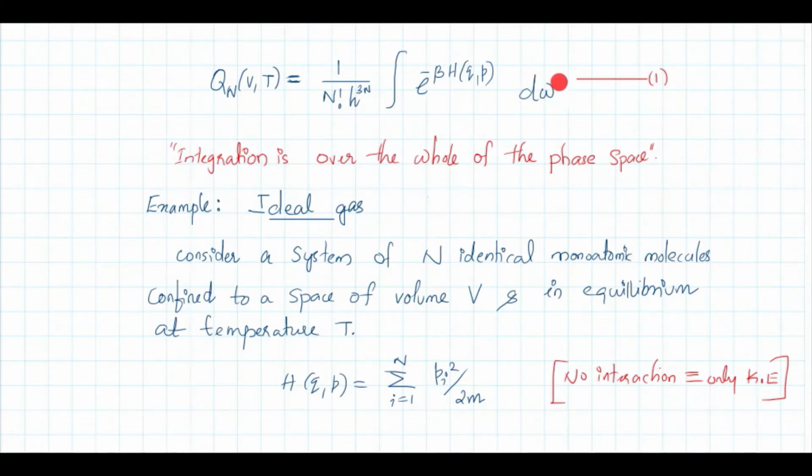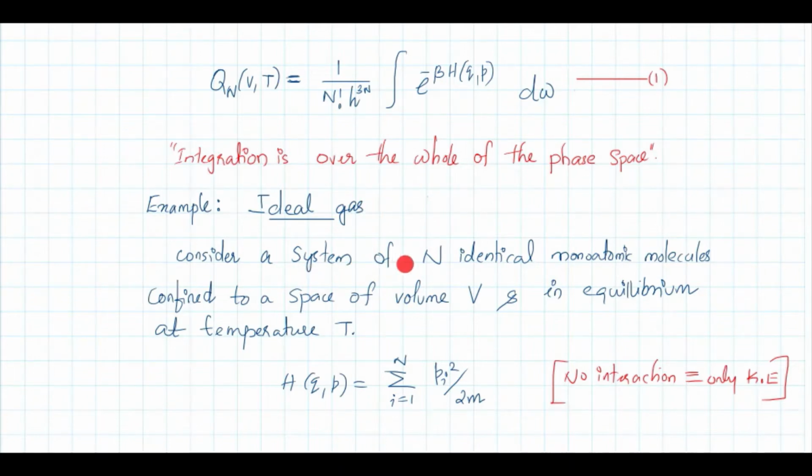Because this d omega volume consists of d omega divided by n factorial h raised to 3n number of microstates. This integration you should carry out over the whole volume of phase space. Then that is naturally equal to the integration over all the microstates. So this is the way in which we can formulate the theory of canonical ensemble in the case of classical systems. And now we will discuss an example, again the standard example, which is the ideal gas.